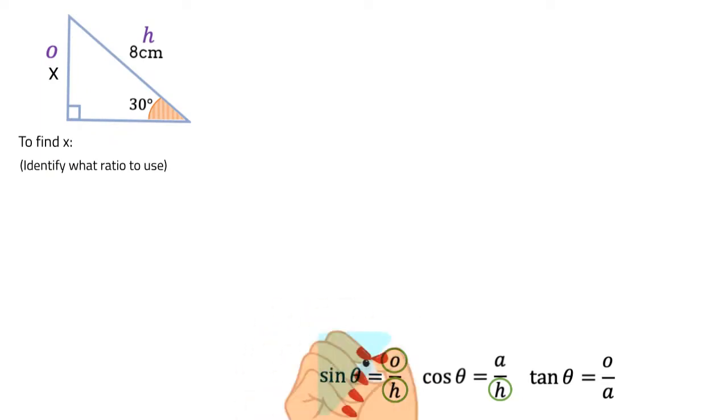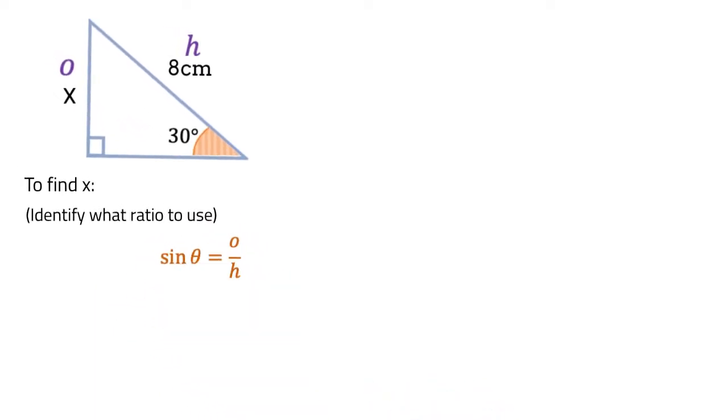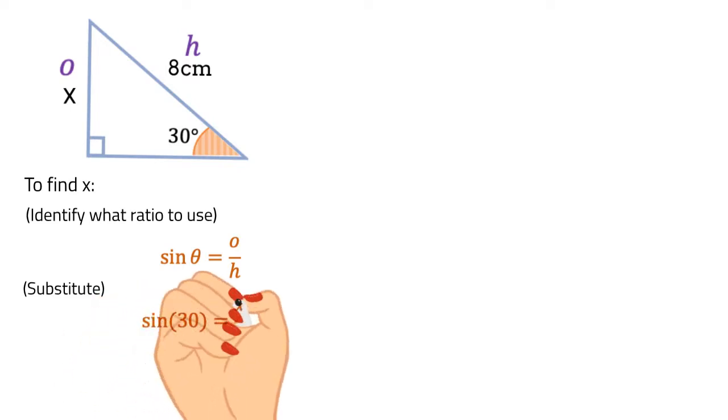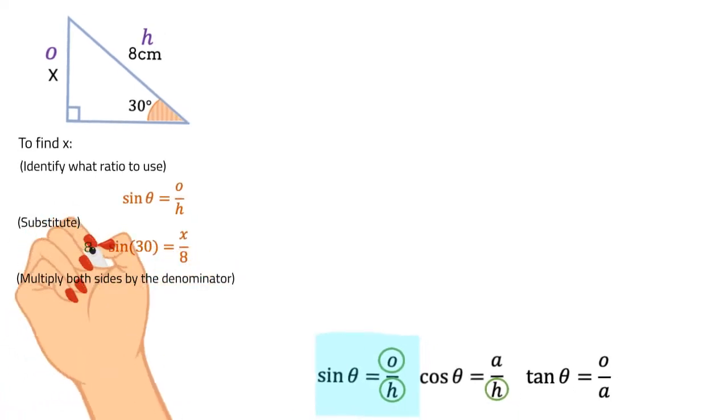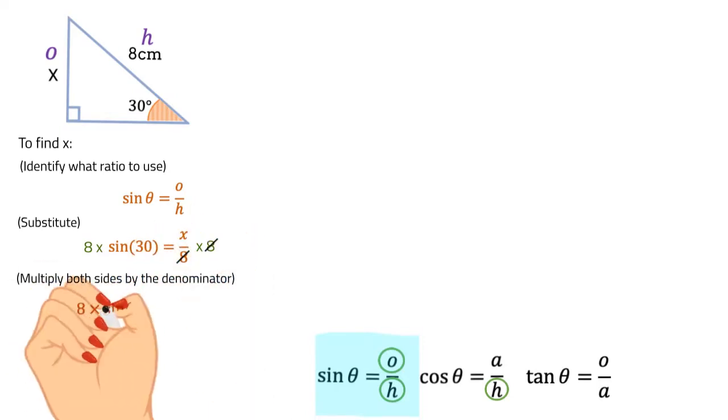So I'm going to write that out in full and then substitute in the values that I have on my triangle, which leaves me with sine of 30 is equal to my opposite, x, over my hypotenuse, 8. I want to get x on its own on one side, so I'm going to multiply by that denominator 8. And by doing this, the 8's are going to cancel out on the right-hand side, leaving me with x. And now I just need to find what is 8 times sine 30 by simplifying that.